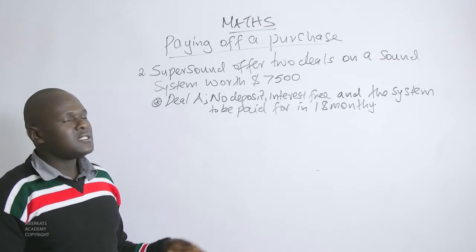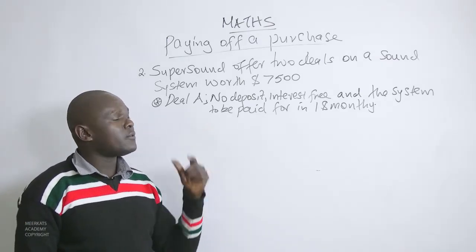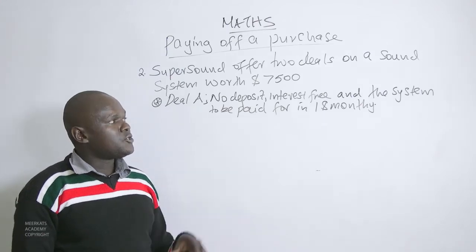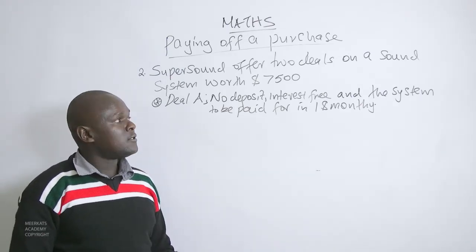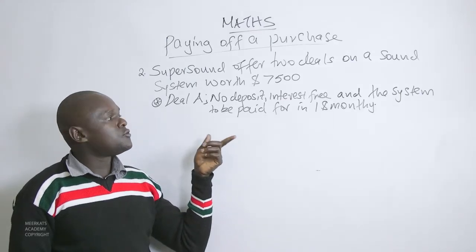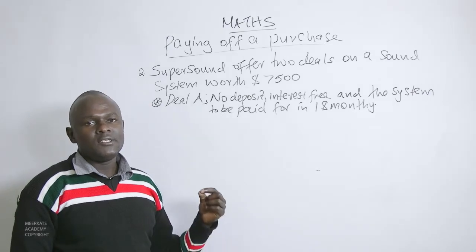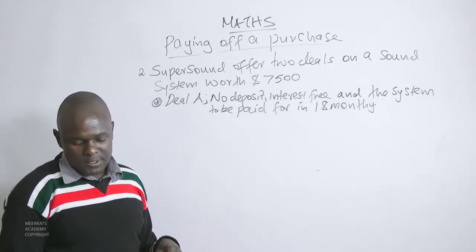That means in the first deal, you are not required to make any deposit. If you decide to take this deal, there is no interest. But the very important condition is that the system needs to be paid for in 18 months. It means we are going to have 18 monthly installments.